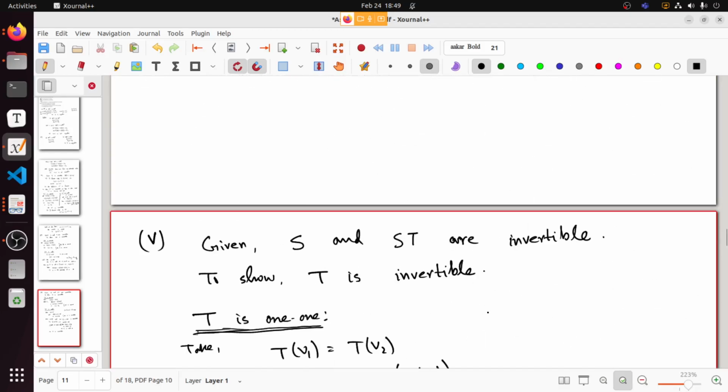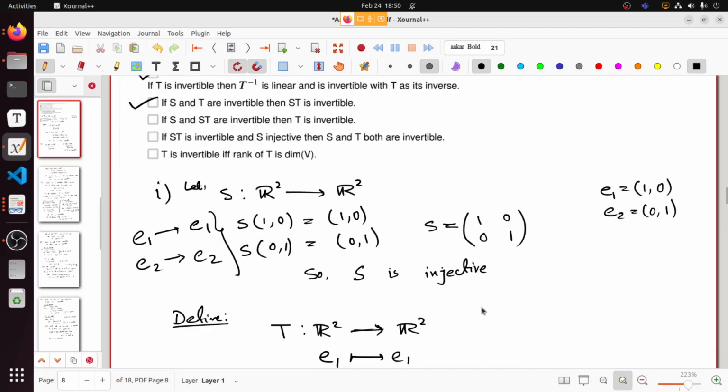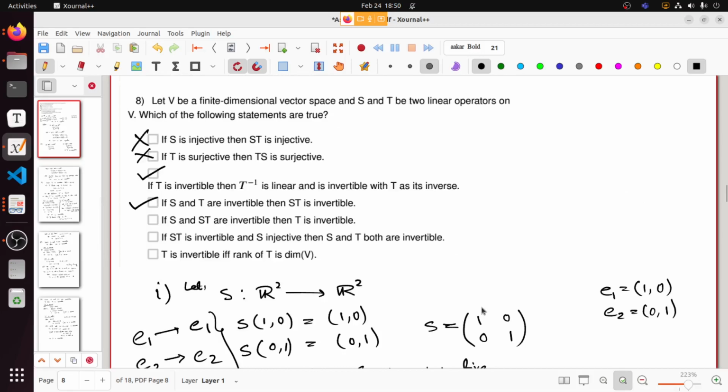So you have proved option number 5. So option number 5 is true: if S and ST are invertible, then T is invertible. Okay, now move to the next one.